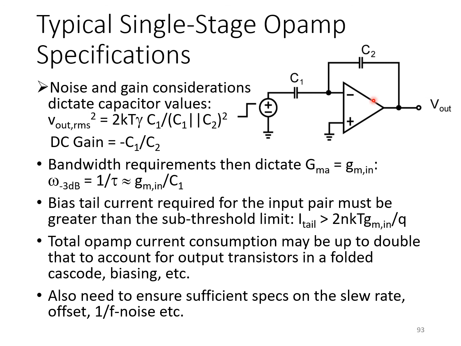Now, of course, there will be other specifications in general that I have to meet: slew rate, offset, 1/f noise, and so on. But this quick procedure allows you to, first of all, obtain rough estimates for the op amp's design parameters, and also elucidates a lot of the trade-offs associated with designing for noise, bandwidth, and gain specifications.